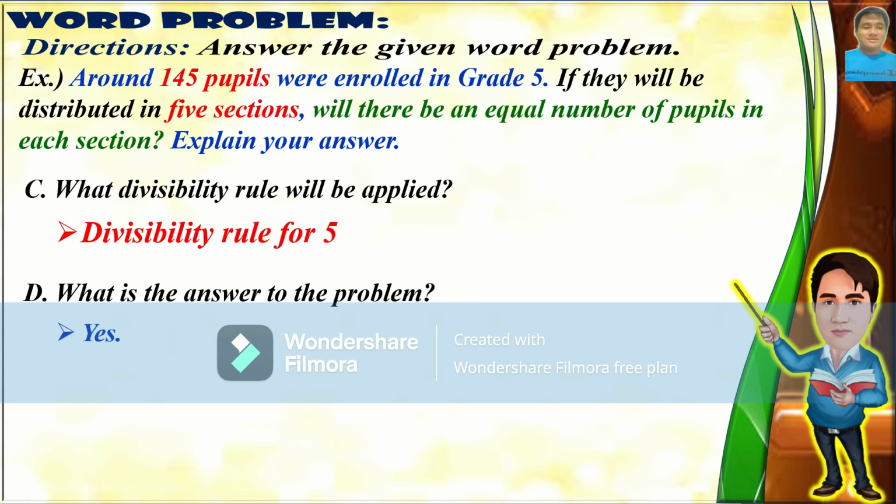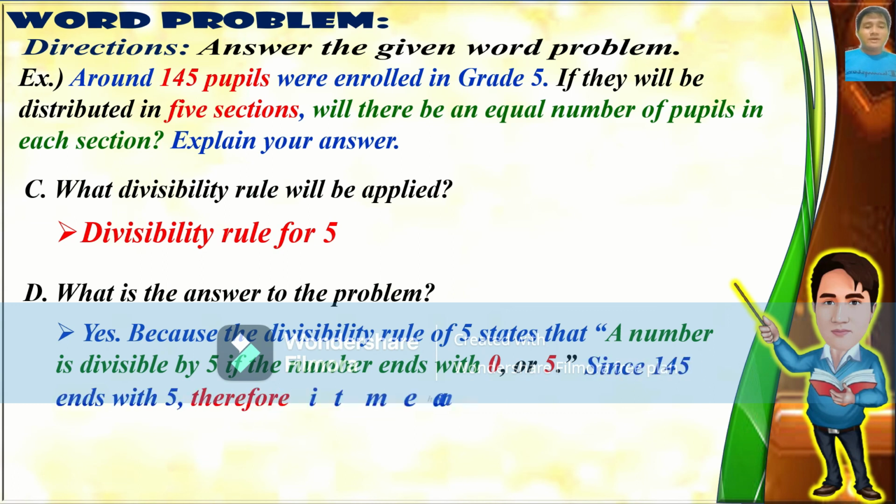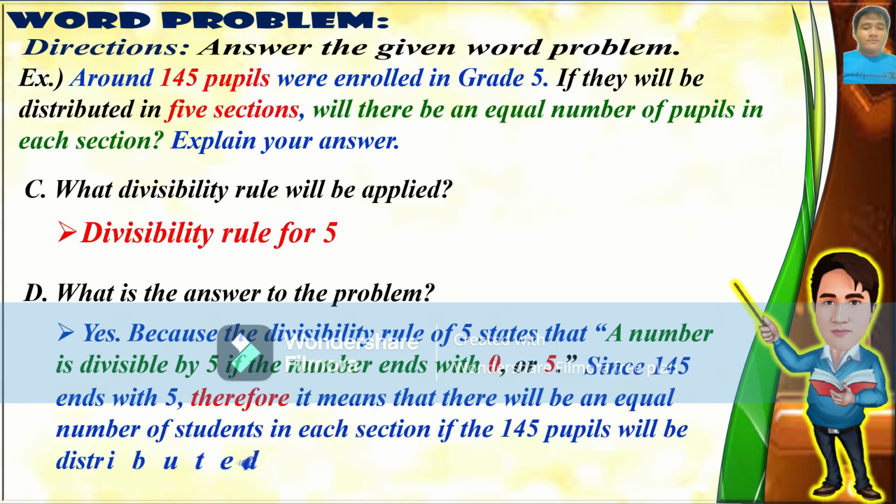The answer is yes, because the divisibility rule of 5 states that a number is divisible by 5 if the number ends with 0 or 5. Since 145 ends with 5, therefore it means that there will be an equal number of students in each section if the 145 pupils will be distributed equally into 5 sections.